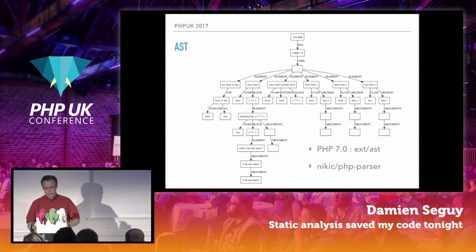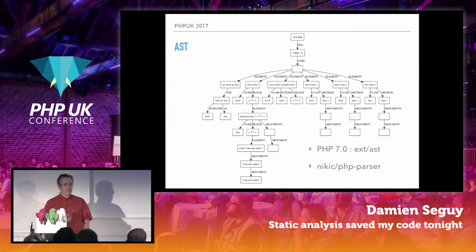Because in the end, we're going to turn this long log of tokens into an abstract syntactic tree. I'm going to just call that AST because it's difficult to pronounce. Please, thank you.